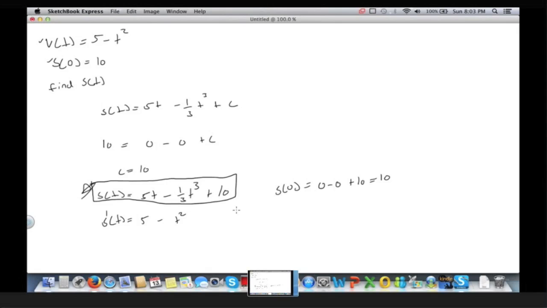Now, at the end there, you found S prime. And what's another name for S prime? S prime is also V of t. Yeah, so you saw that since you got S prime equals 5 minus t squared, that matched up with the V equals 5 minus t squared.